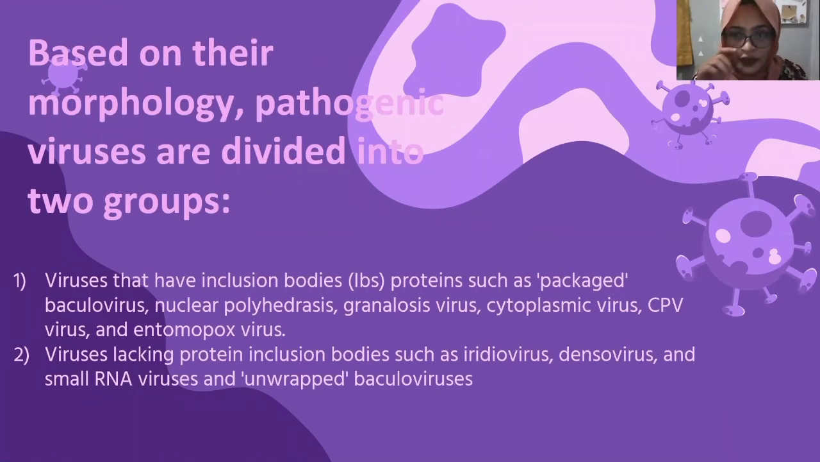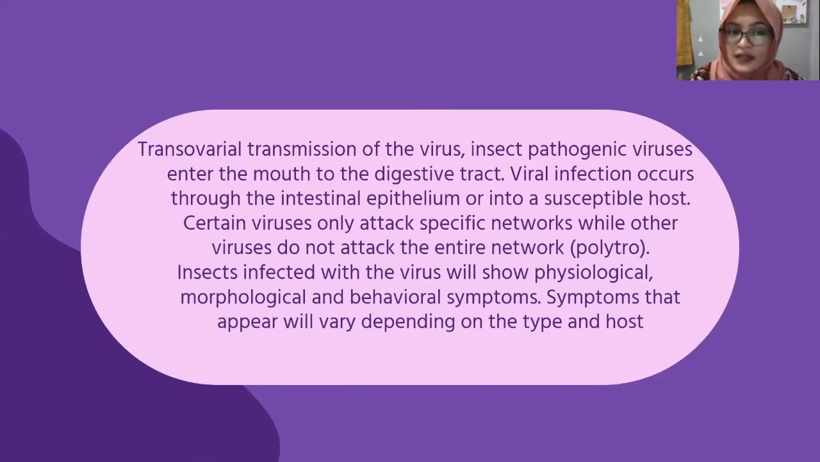Based on their morphology, pathogenic viruses are divided into two groups. First, viruses that have inclusion body proteins, such as packaged Baculovirus, nuclear polyhedrosis, granulosis virus, cytoplasmic polyhedrosis virus, CPV, and Entomopoxvirus. Second, viruses lacking protein inclusion bodies, such as Iridovirus, Densovirus, and small RNA virus, and unwrapped Baculovirus.